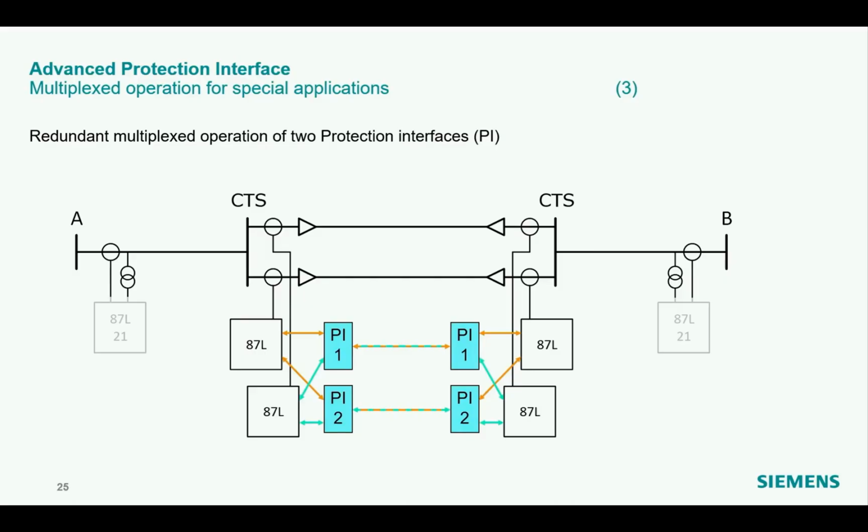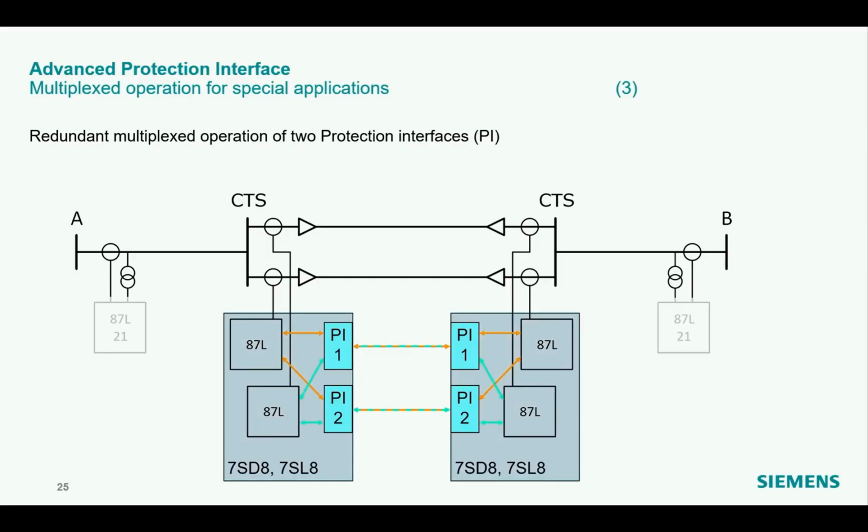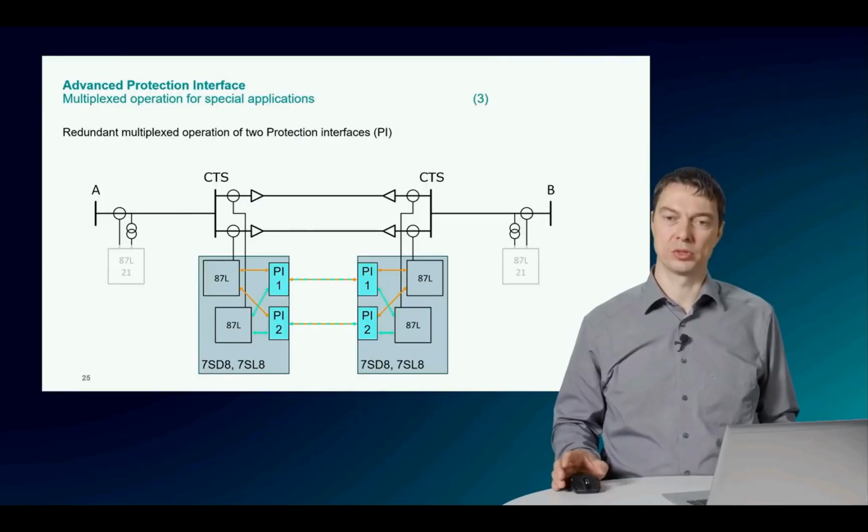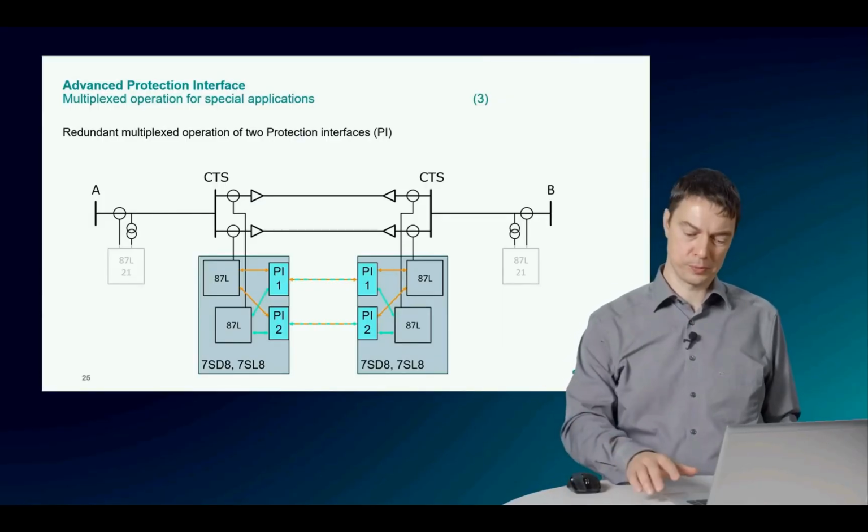So each of the devices will now have 2 protection interfaces, protection interface 1 and 2, and both of these protection interfaces will get the data from both function group lines and from both line differential protection functions to transmit to the remote side. So here you have a redundant multiplexed operation of 2 protection interfaces. As you see, this is kind of a special application, so not the normal case, but we wanted to show you such an example of why we introduced such a feature.